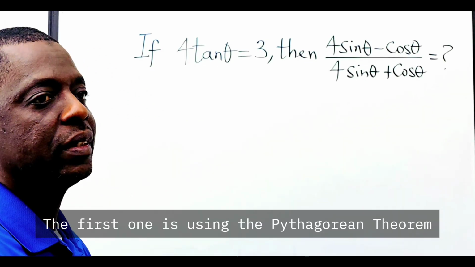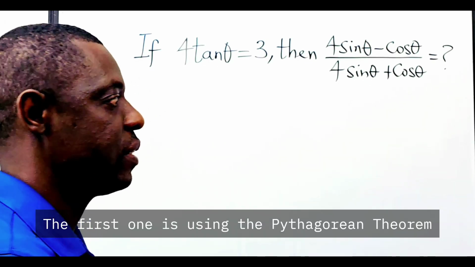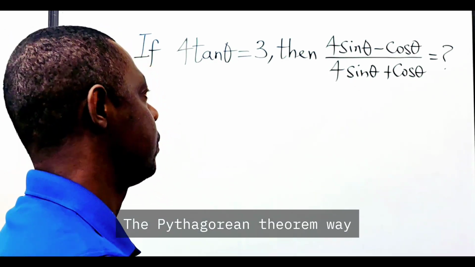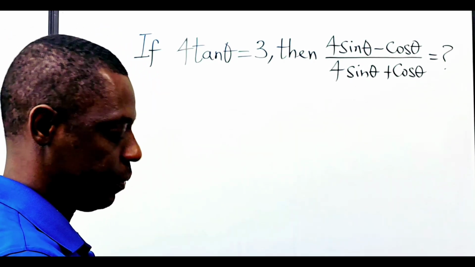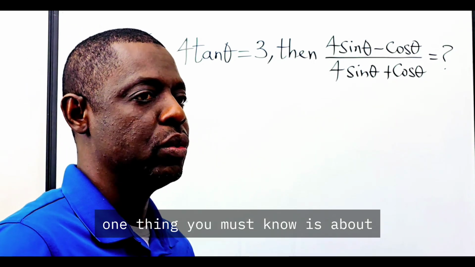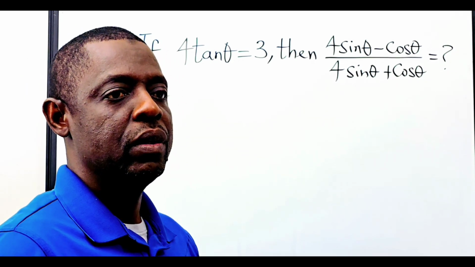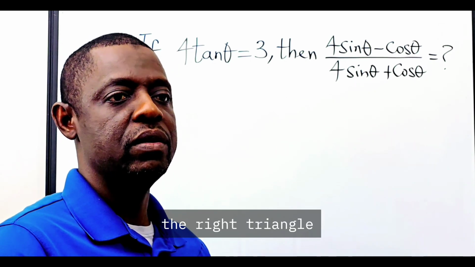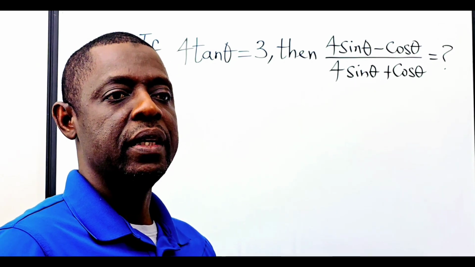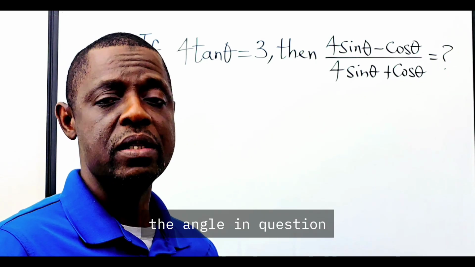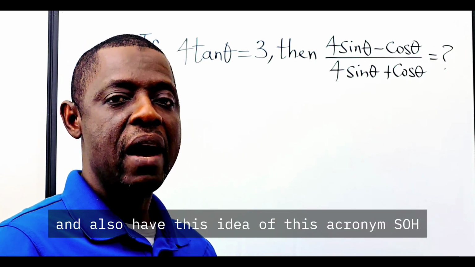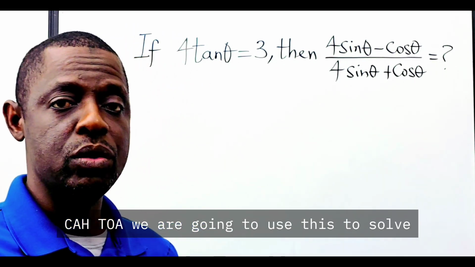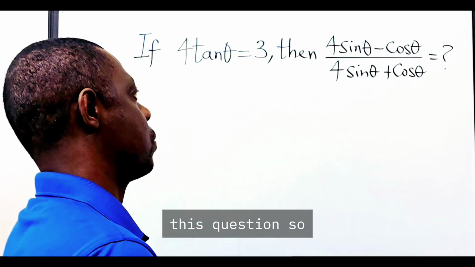The first one is using the Pythagorean theorem. In doing that, one thing you must know is about drawing the right angle triangle, knowing the angle in question, and also having this idea of the acronym SOHCAHTOA. We are going to use this to solve this question.